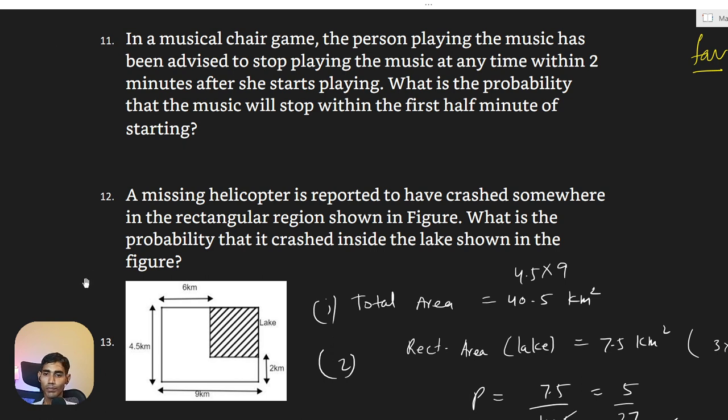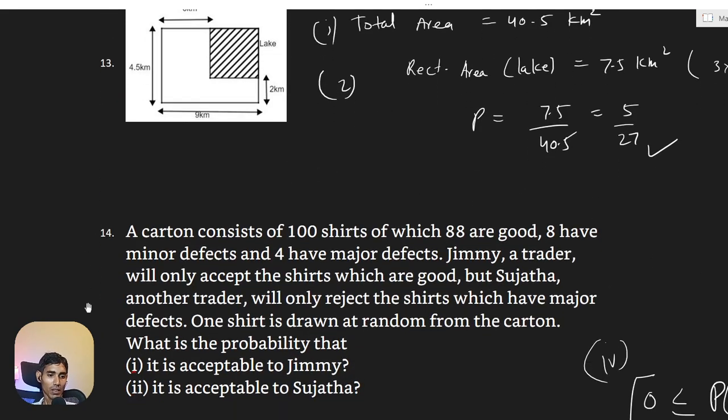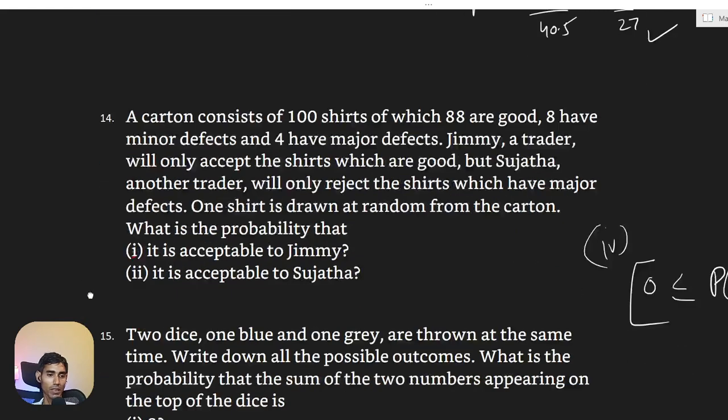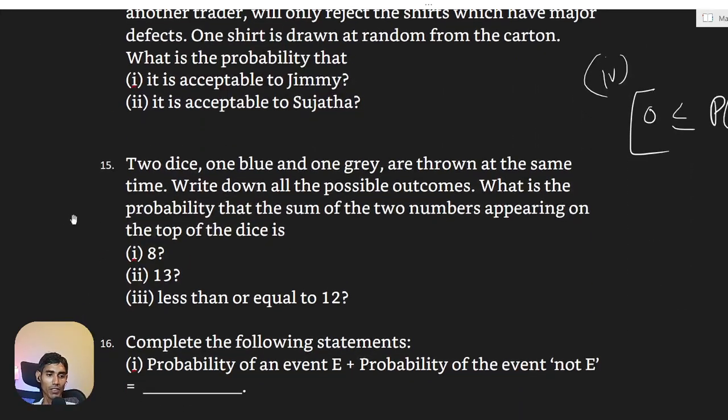Tapasya, you're done. Okay. 10th we can omit. Okay, 15.